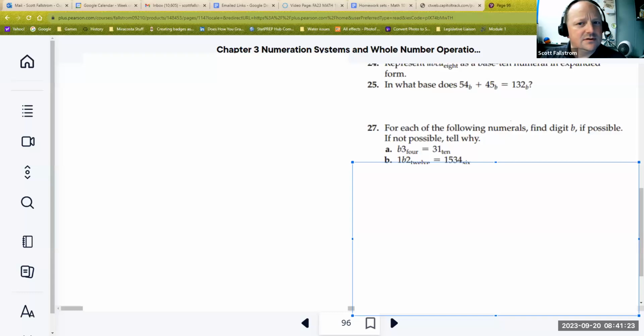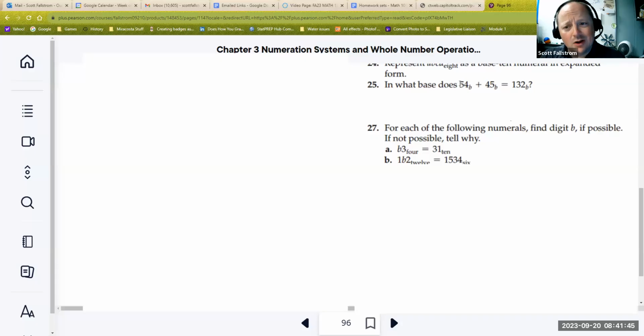So we have 5,4 base B plus 4,5 base B equals 1,3,2 base B. When you look at this, think about the B as just your base. So maybe it's groups of 7, maybe it's groups of 6, maybe it's groups of 8. It can't be groups any smaller than that because there's a symbol for 5 and a symbol for 4. So the smallest it could be is a base 6, but let's check.